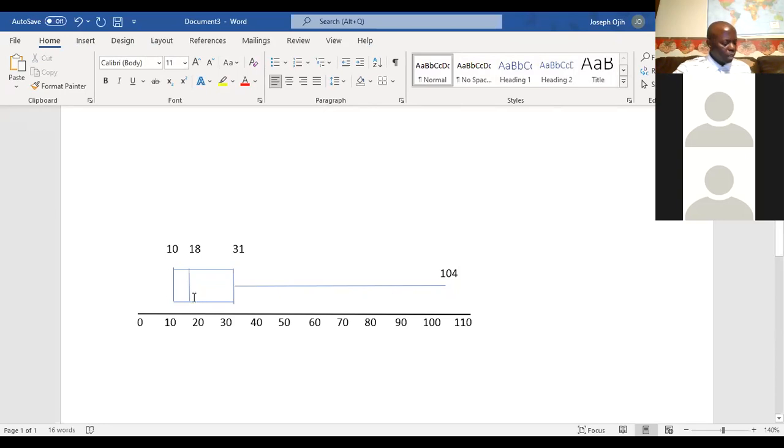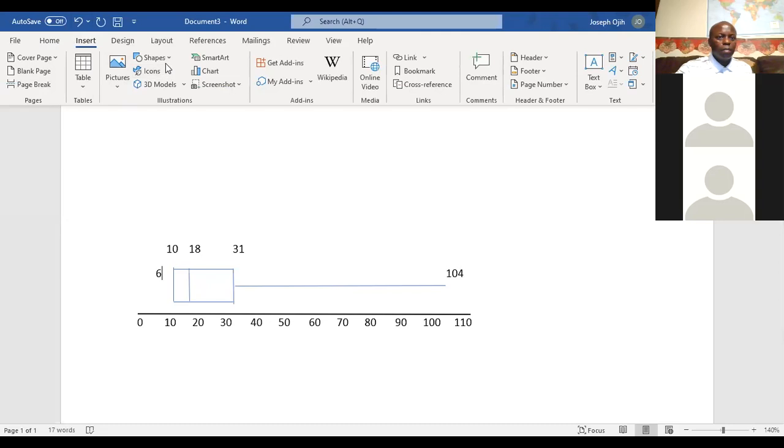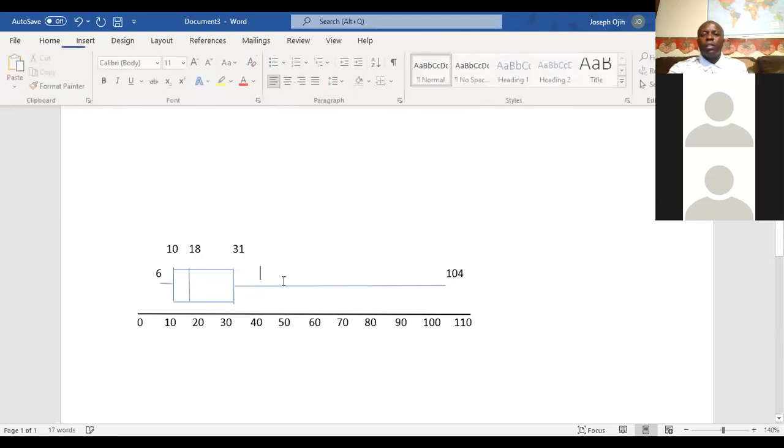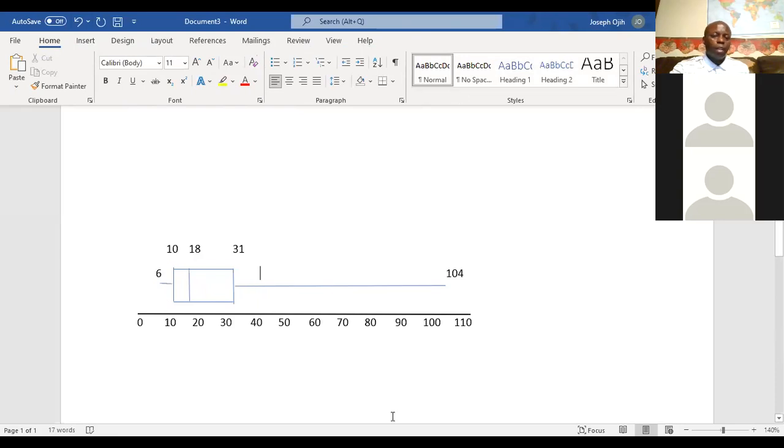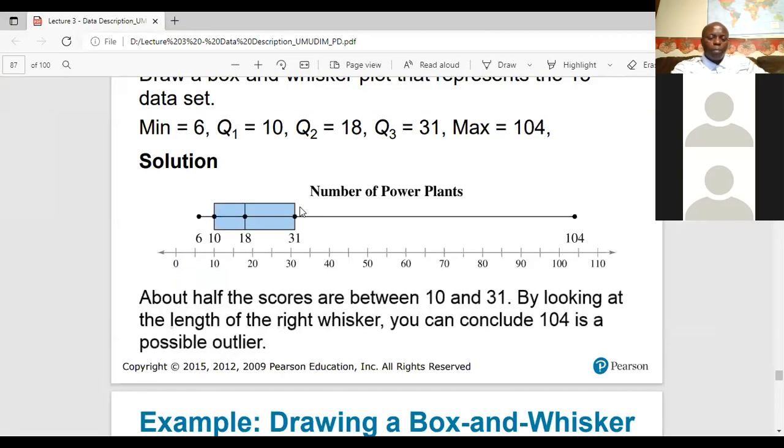Then the lowest number there is 6. So 6 should be around here. I'm going to put 6 here and draw the line to 6. Whiskers to 6. So this is basically what they did in that chart. You can see how it is drawn. Now I can show you what we have in the paper.